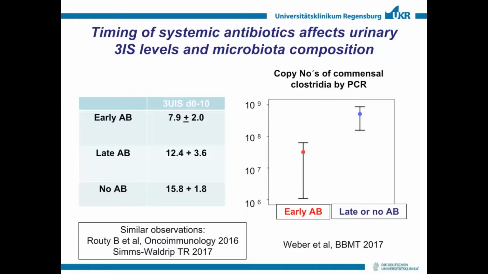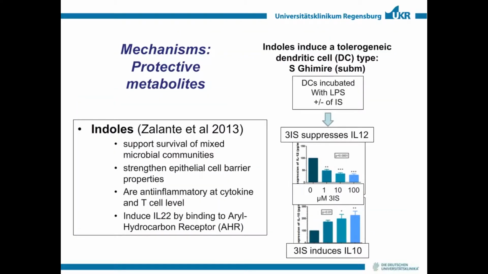Similar observations were very recently published by a Canadian group and by a pediatric group, showing that depletion of Clostridia is associated with increased mortality, and they have also shown this in a murine experiment. Now, when we ask for the mechanisms, Jamie mentioned this already, we come to metabolites produced by these bacteria. I mentioned the huge interaction of bacteria with human cells by protective metabolites, and there are also huge interactions between the different bacteria and the species in the gut.